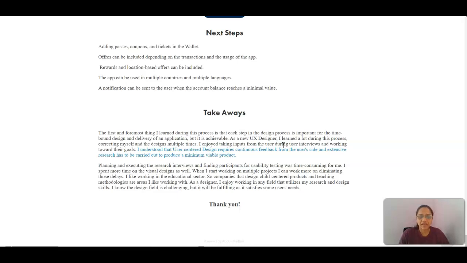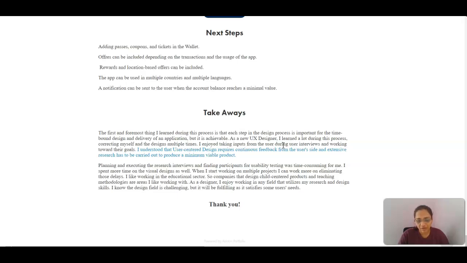Planning and executing the research interviews and finding participants for usability testing was time consuming for me. And I think I spent more time on the visual designs as well. So what I think is that when I start working on multiple projects, I can work more on eliminating those delays.